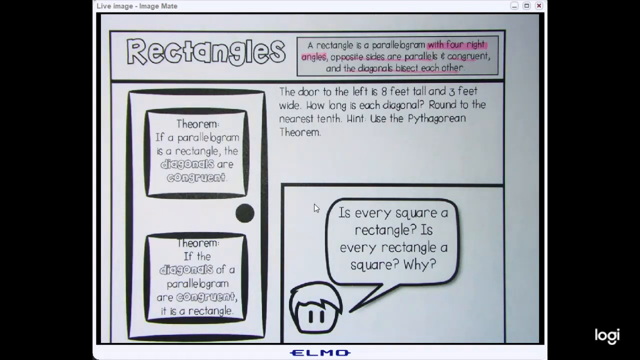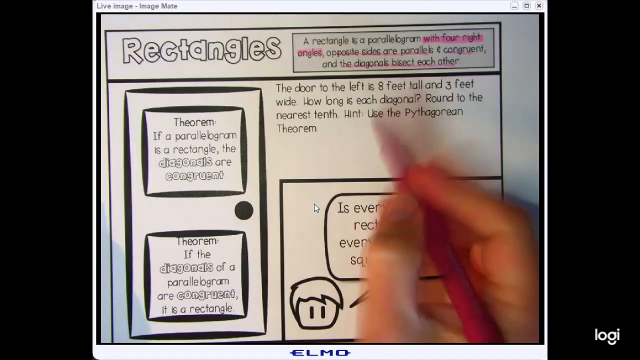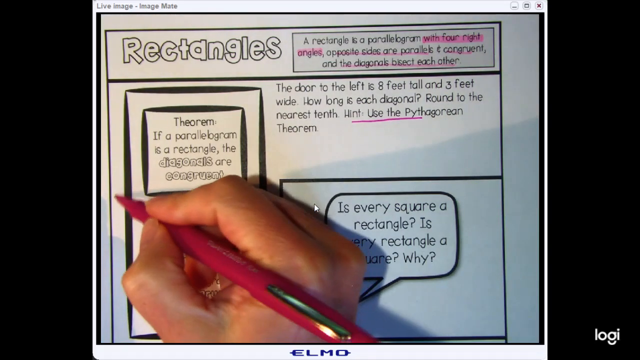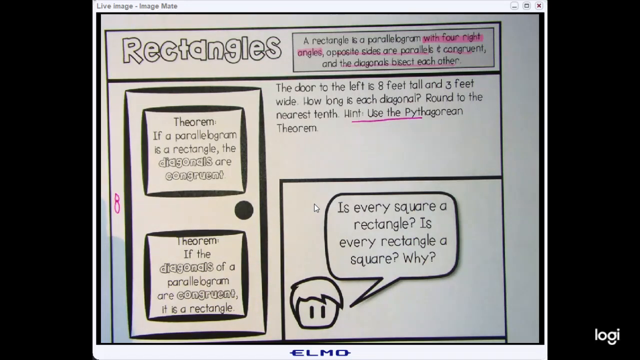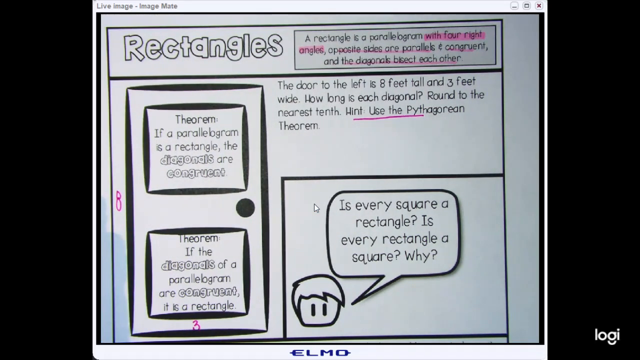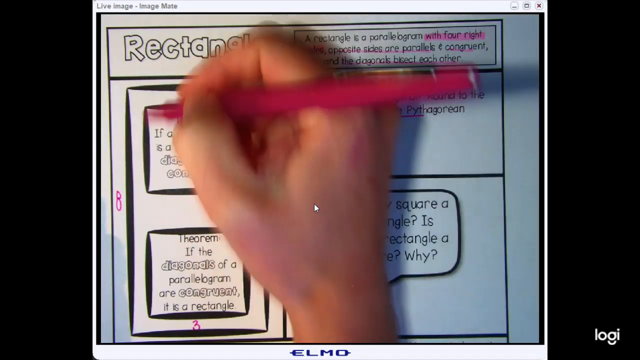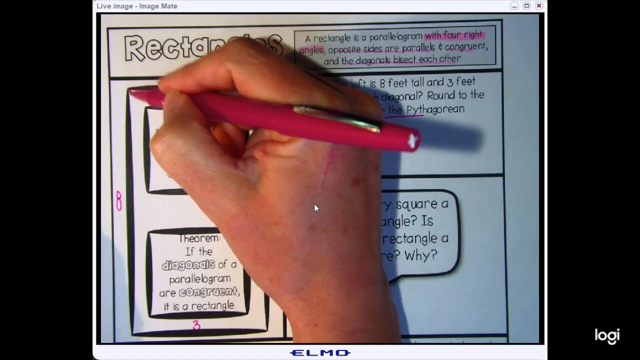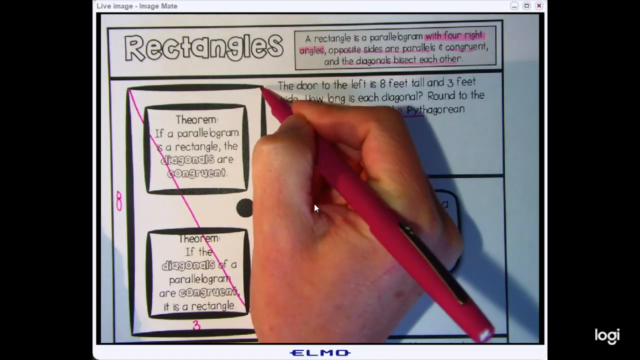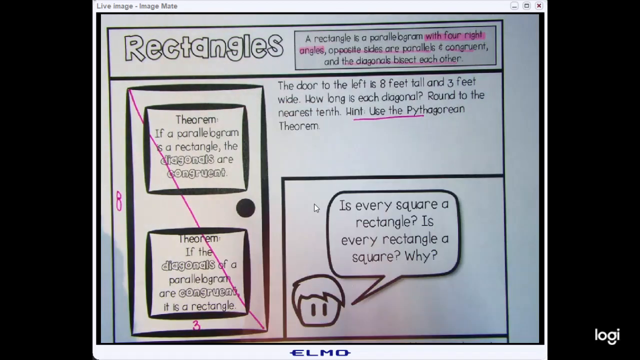So because I have a parallelogram, because I have a right angle, we'll end up using the Pythagorean theorem. In fact, that's our hint for this problem right here. The door to the left is 8 feet tall, and it is 3 feet wide. And it wants to know how long is each diagonal. So that means from corner to corner, right? And it says each, so I'd be doing the other direction as well.